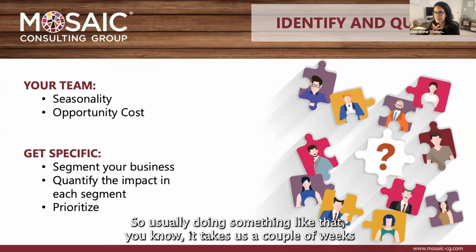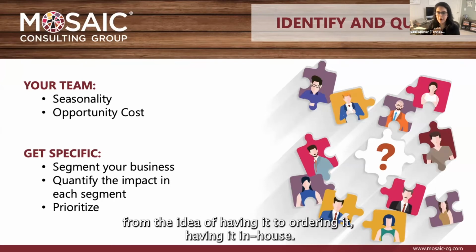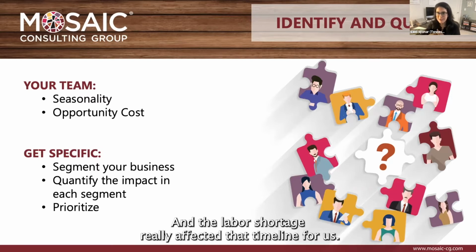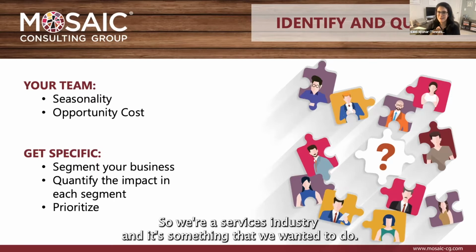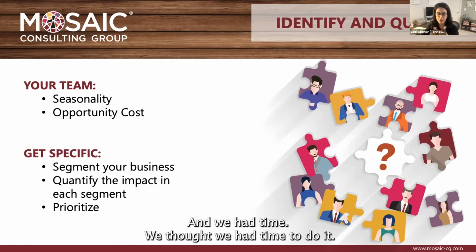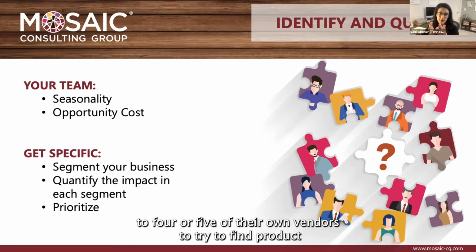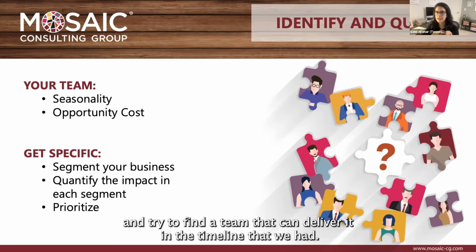So usually doing something like that takes us a couple weeks from the idea of having it to ordering it to having it in-house. Maybe 3 weeks is a long time. And the labor shortage really affected that timeline for us. So we're a services industry, and it's something that we wanted to do, and we thought we had time to do it. And then when we reached out to our vendors, they actually had to reach out to 4 or 5 of their own vendors to try to find product and try to find a team that could deliver it in the timeline that we had.